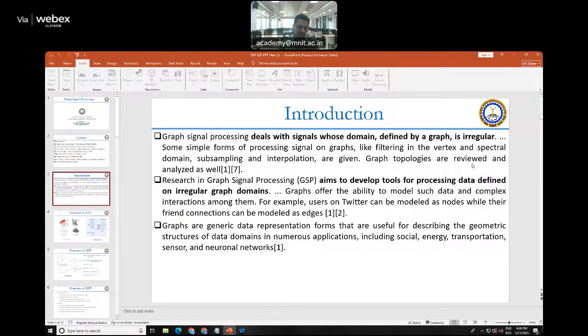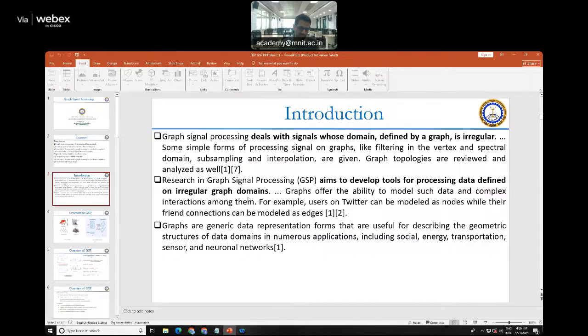What do you mean by graph topology? Let's see, there are different structures to interconnect those points. Research in graph signal processing aims to develop tools for processing data defined on irregular graph domains. What do you mean by irregular? It is not necessary that there is some regular pattern.